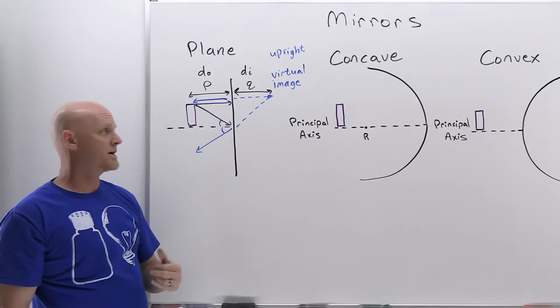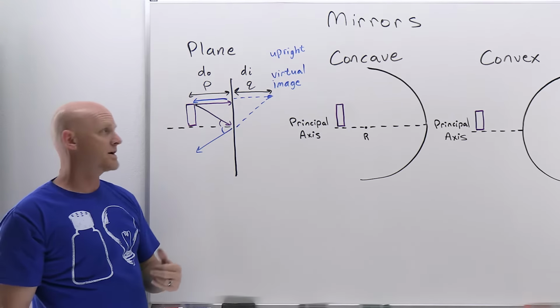If we compare this now to our second scenario, where the object distance is closer than the focal point, we can draw our light rays once again. The first one is the same as before. We're going to draw one coming in parallel to the principal axis, and it's going to get reflected back out through the focal point.